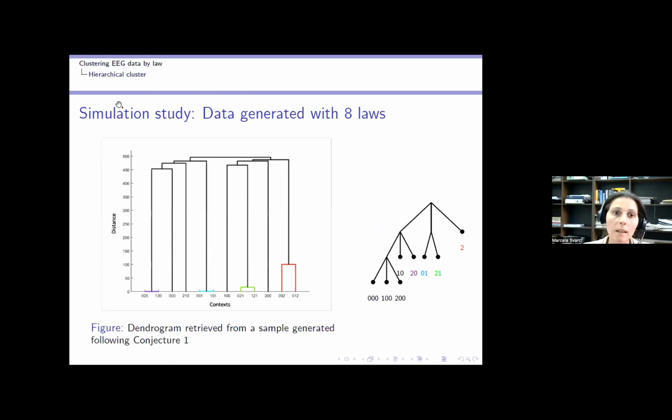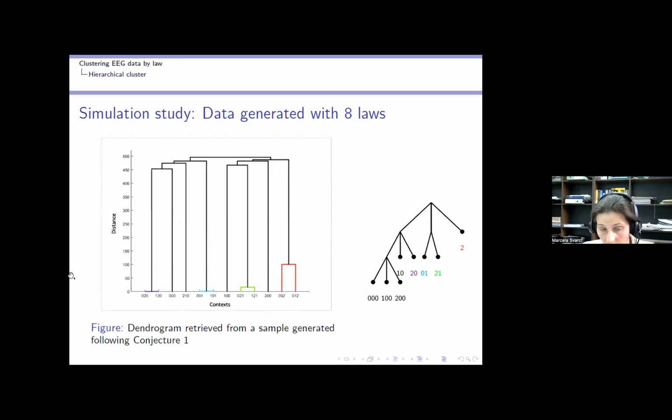Now, first of all, I want to show you just one replicate of each situation. In this case, it's a replicate of the data generated with the first conjecture that presents 8 laws. So this is the context tree that generated the data. And in this case, once we have applied the clustering by law procedure, we obtain a dendrogram, since we are applying a hierarchical procedure. So here is the dendrogram that we obtain.